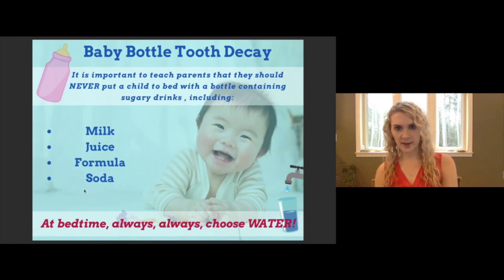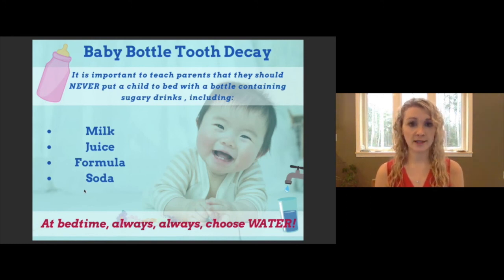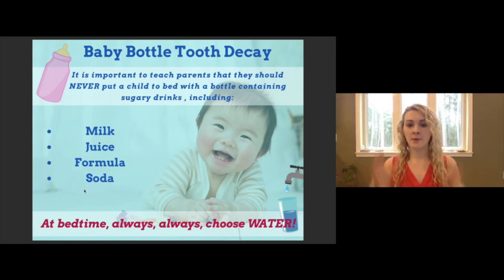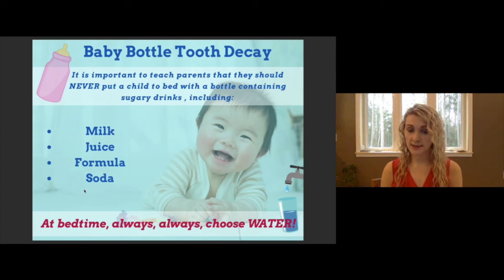Baby bottle tooth decay. Well, it is very important to teach parents that they should never put a child to bed with a bottle containing sugary drinks, including, yes, milk, juice, formula, or soda. Why did I have to put that there? You would be surprised. At bedtime, always, always, always choose water. Those baby teeth are very, very prone to the caries process, and putting a child to bed with anything containing sugars, even natural sugars within milk, can cause the caries process to take off.